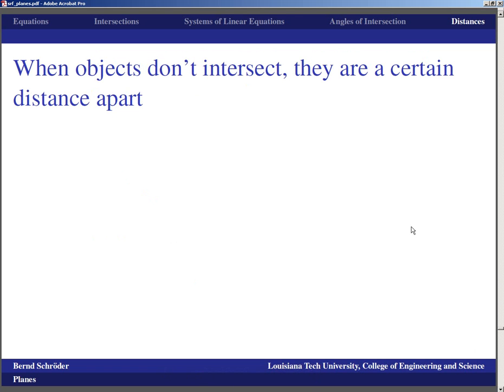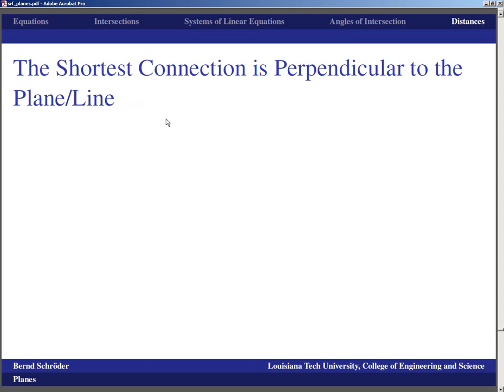Okay, so what else can happen? We can talk about distances, because when objects don't intersect, they are a certain distance apart. It could be that two planes are parallel. It could be a line is parallel to a plane. And so when we want to measure the distance, when objects are parallel, then basically you could just look at a point on one object and measure the distance to the other object. And when that happens, we remember just that the shortest connection is always the connection that is perpendicular to the point, plane, or the line.